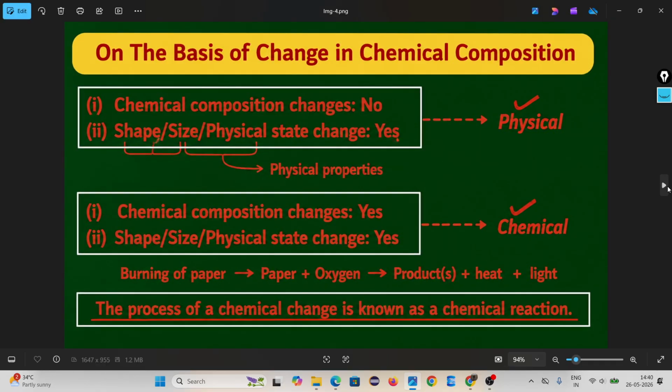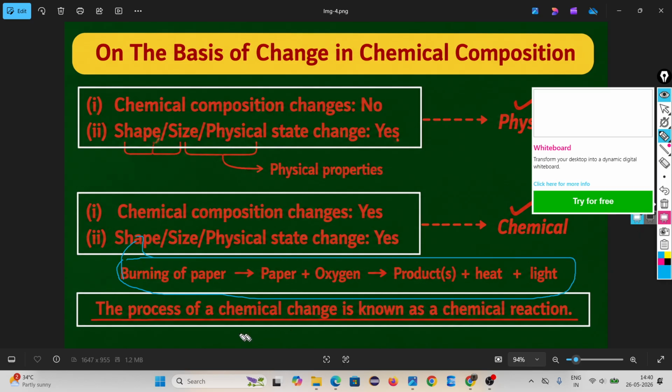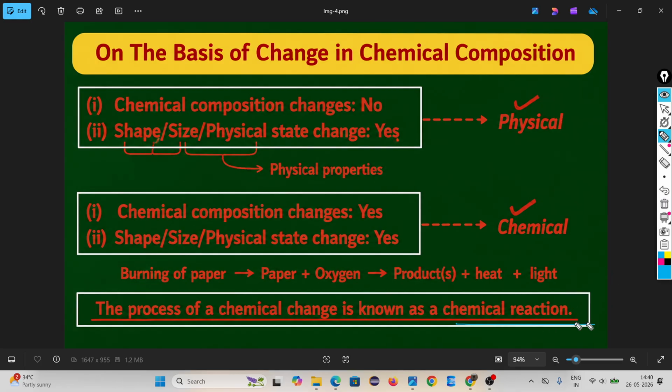In physical changes, only shape, size and physical properties change, such as the state of the matter, size of the matter, color of the matter. But in chemical changes, the chemical composition changes. Chemical composition means the build-up of the substance. One example is burning of a paper. Burning of a paper is an example of a chemical change, and the process through which chemical changes occur is called a chemical reaction.